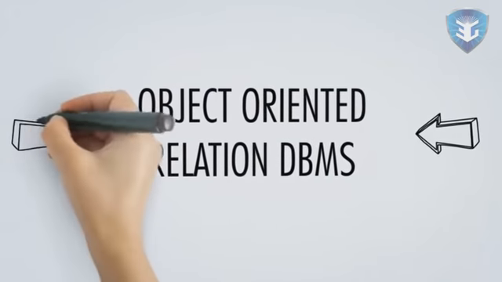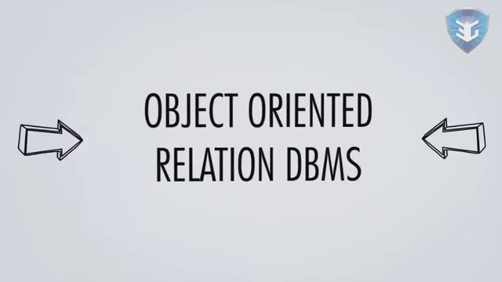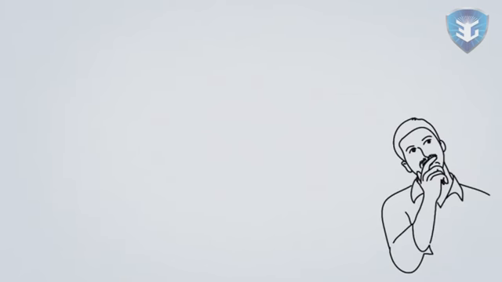Object-oriented relational DBMS. This type supports storage of new data types. The data to be stored is in the form of objects. The objects to be stored in the database have attributes, for example, gender or age, and methods that define what to do with the data. PostgreSQL is an example of object-oriented relational DBMS. So what is SQL?